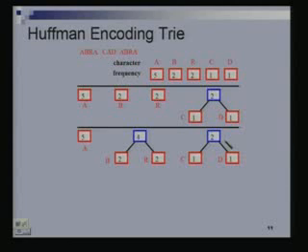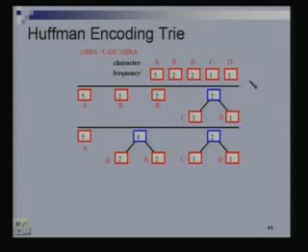How many times will I have to do this process? If I started off with n leaves, how many times will I have to do this process? n by 2?